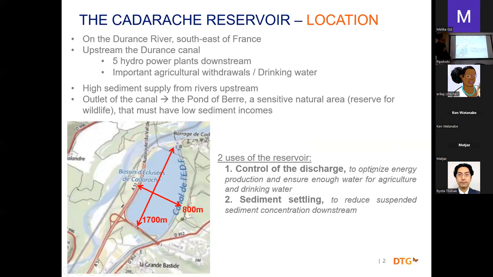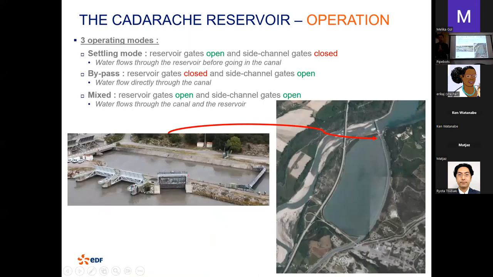Next one, please. Thank you. So the reservoir can work with three different modes. You can see here the reservoir. You have the river coming here. There is a dam, and here there are three gates, one, two, three. And there is another gate here on the side channel. Here is the side channel. So the first operating mode is what we call the settling mode.